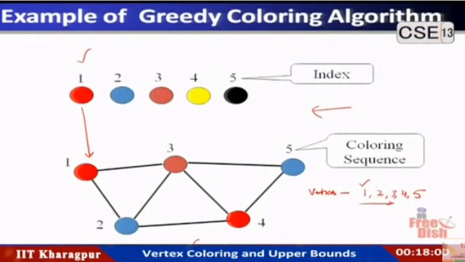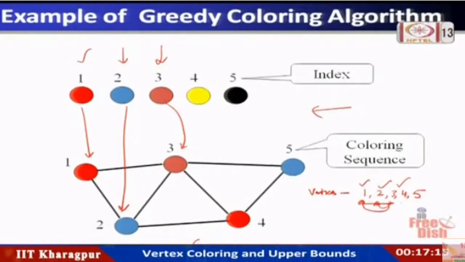Second vertex is vertex number 2. Vertex number 2 is the neighbor of vertex number 1. So the smallest index color which is not used by the neighbor of 2 is basically the second index color, which is assigned to that particular vertex. Similarly, the vertex number 3 in that order. Now, vertex number 3 is a neighbor to 1 and 2, whose colors are already used, so the smallest color index which is not used by the neighbor of 3 is 3 itself. So 3 will be colored to this particular vertex.